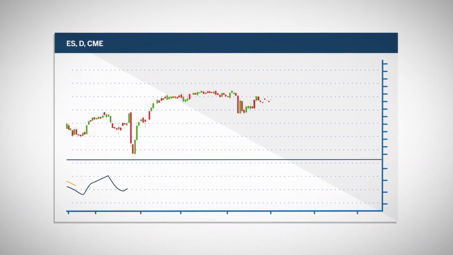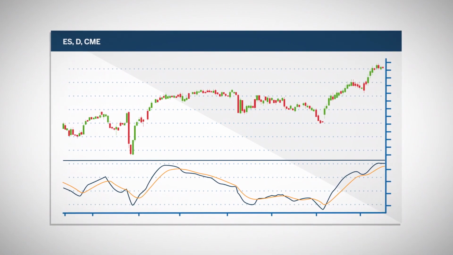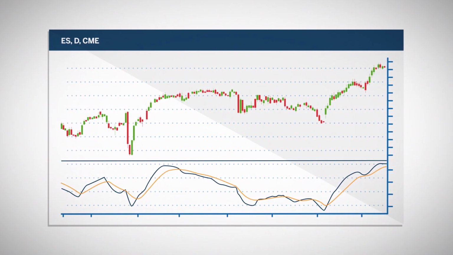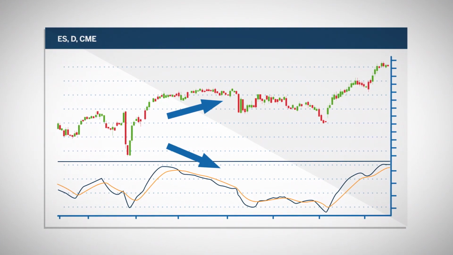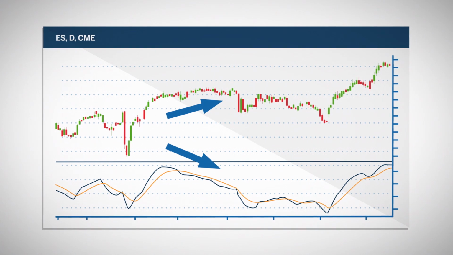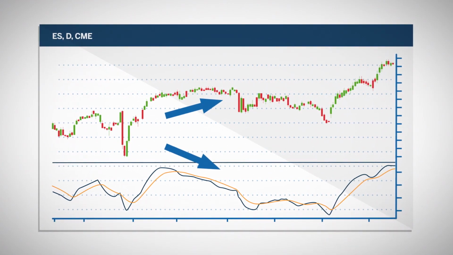The MACD line should move up and down with the trend of price. If the MACD starts to diverge from price, it might indicate a change in the trend of price. This chart of the E-minis shows that price slowly moved up as the MACD line moved lower, creating a divergence between price and the MACD line.